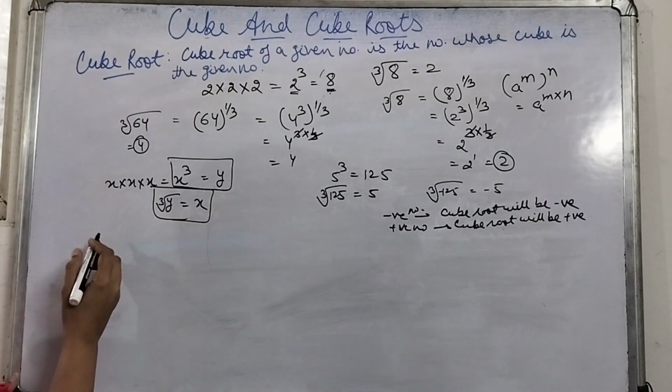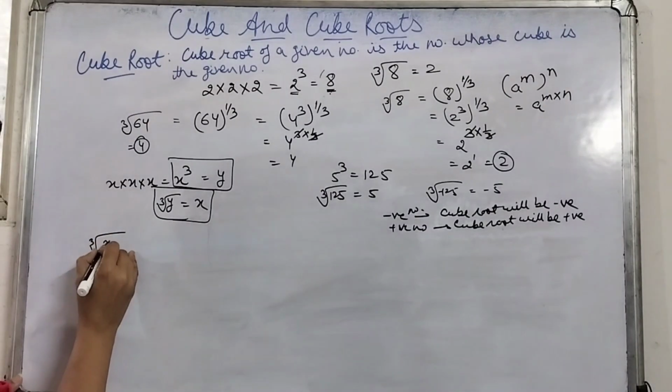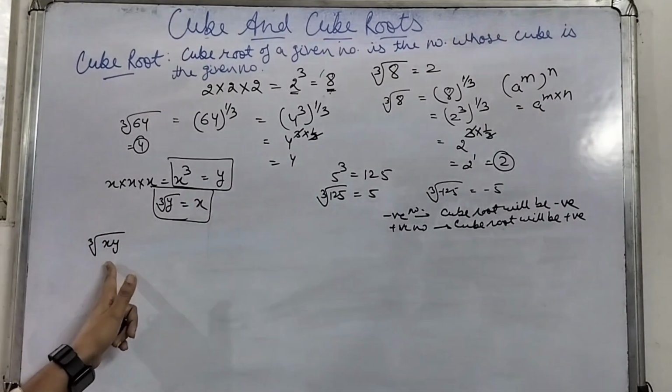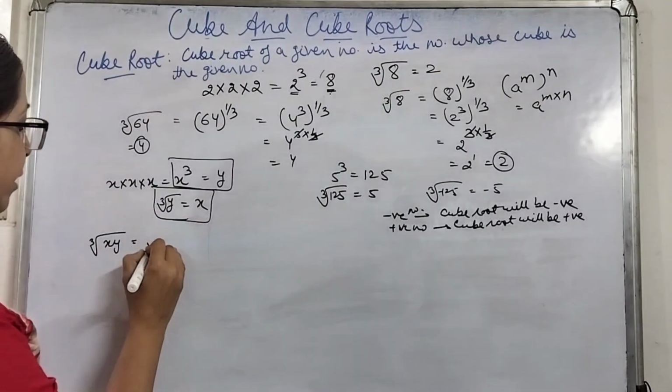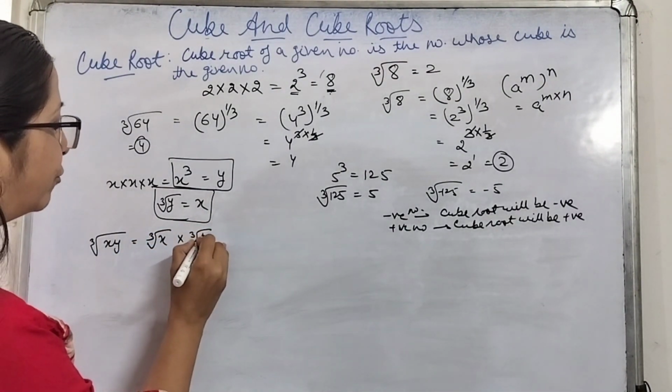Now, there are some more things we can understand about the cube root. Like if it is the cube root of xy, where x is multiplied by y, then what we can say is it can even be written as the cube root of x multiplied by the cube root of y.